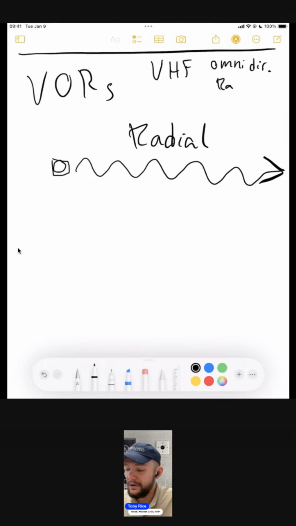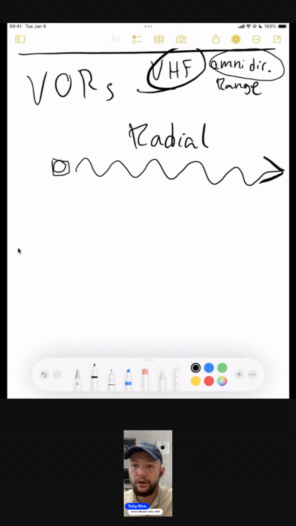range. Now, this is a lot of fancy words, but I'm going to boil it down to make it super simple. VHF means it's a radio. Omnidirectional means it goes in directions all around. So it's not just non-directional, it is directionally accurate in any direction. And then range just means it goes away. It ranges away. So a VHF omnidirectional range, VOR.